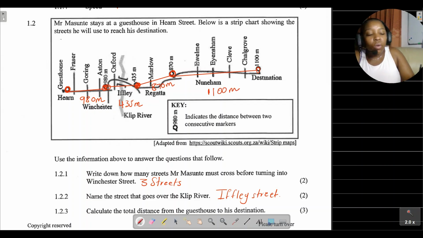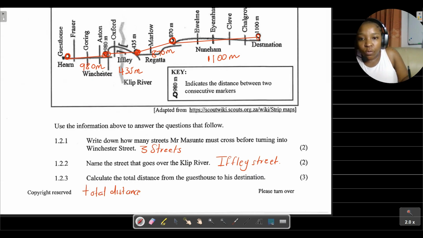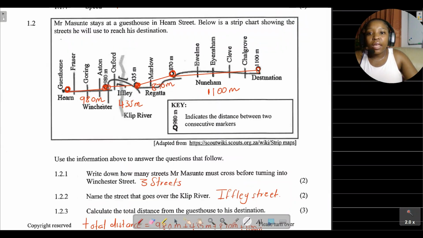1,100 meters. So all that we want to do now is add up all these values together to get the total distance from the guest house to his destination. The total distance will be equal to 980 meters plus 435 meters plus 870 meters plus 1,100 meters. We are going to punch these values into our calculator. You will get that the total distance is 3,385 meters. Done. So let's have a look at the next question.